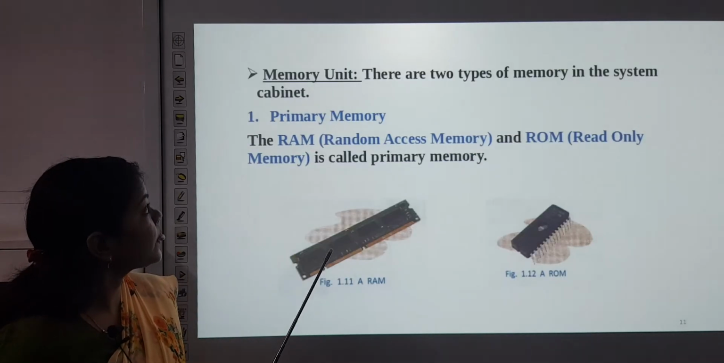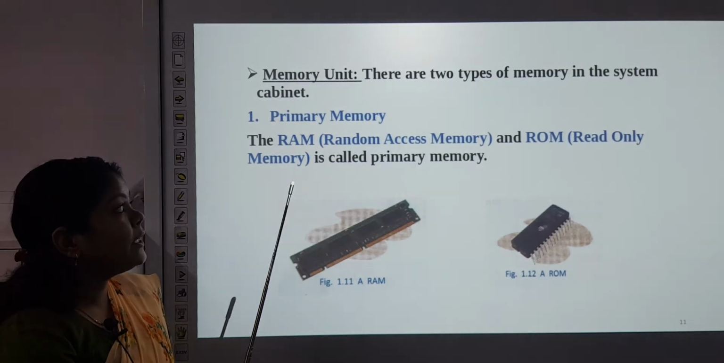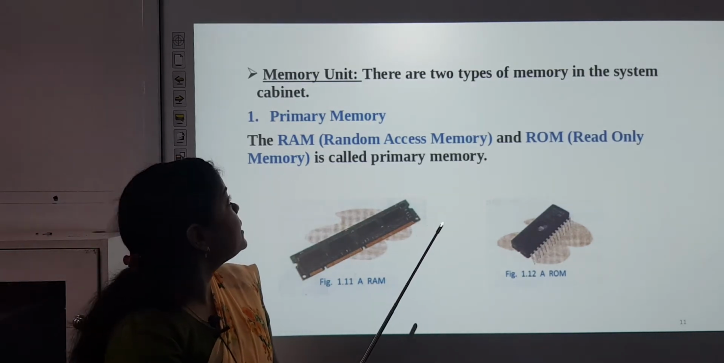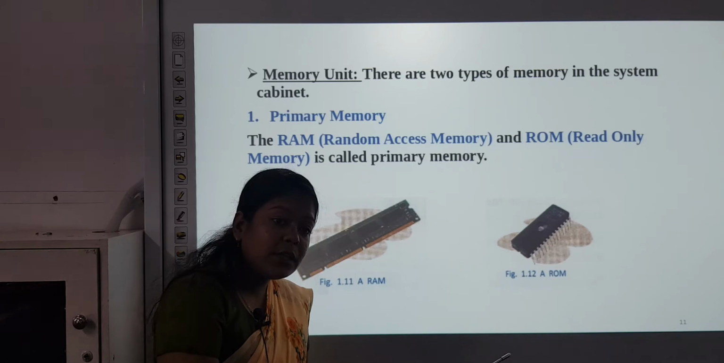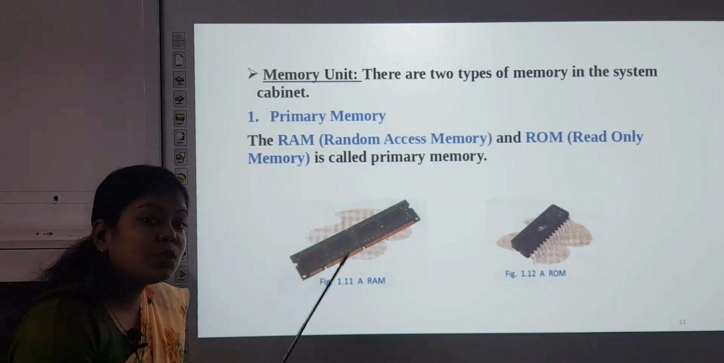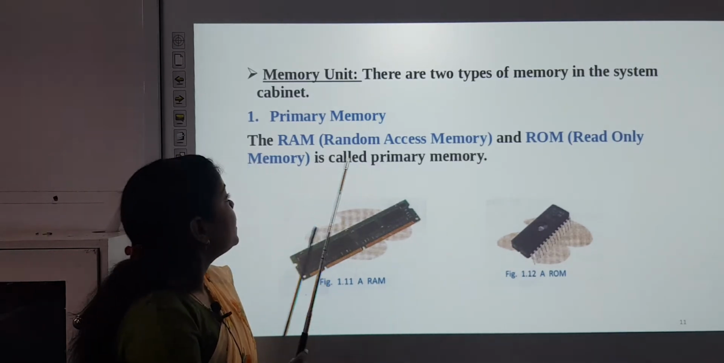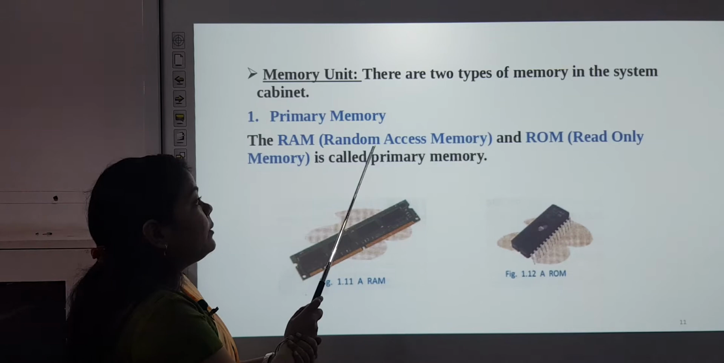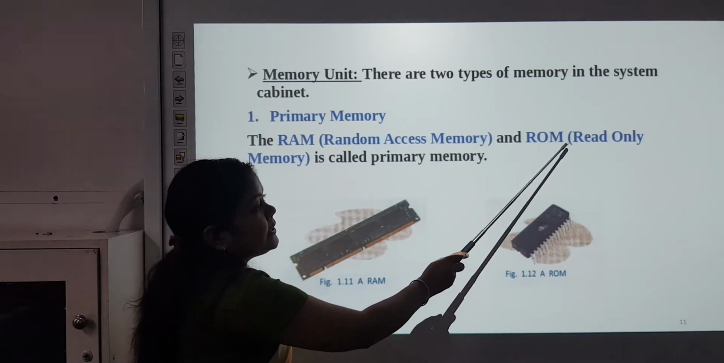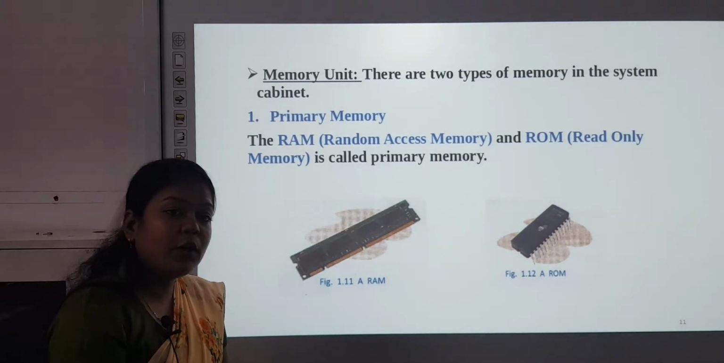Memory unit. There are two types of memory in the system cabinet, primary memory and secondary memory. Primary memory is mainly used to store the data in the computer for a short period of time. The RAM, that stands for random access memory, and ROM, that stands for read only memory, are called the primary memory of the computer.